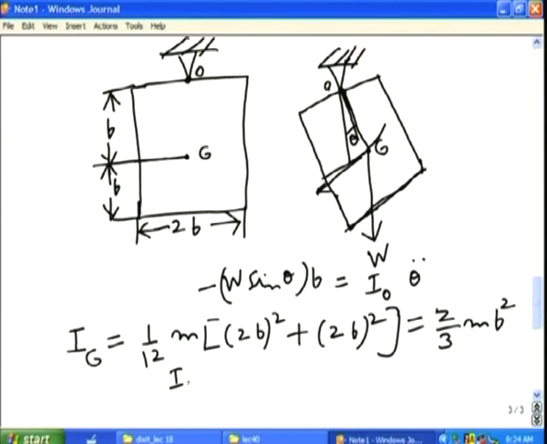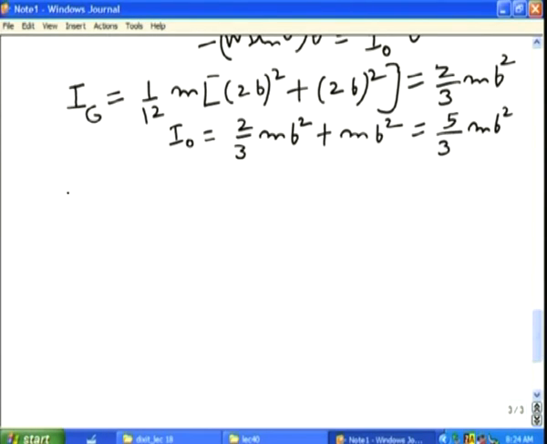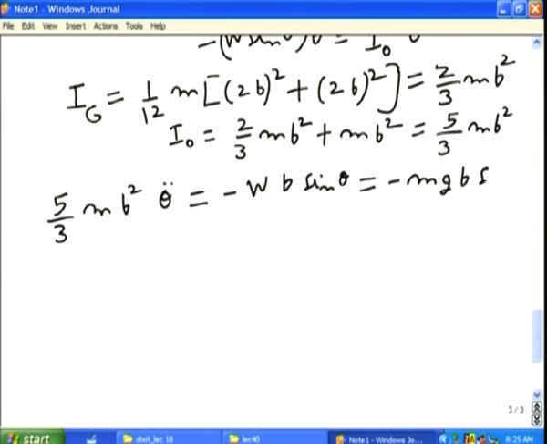Therefore, I0 will be 2 by 3 mb square plus m times b square. Total mass is m, distance from G to O is b, so b square. Therefore, this comes equal to 5 by 3 mb square. Now the equation becomes 5 by 3 mb square theta double dot is equal to minus the restoring term, minus W b sin theta, which is equal to minus mg b sin theta.